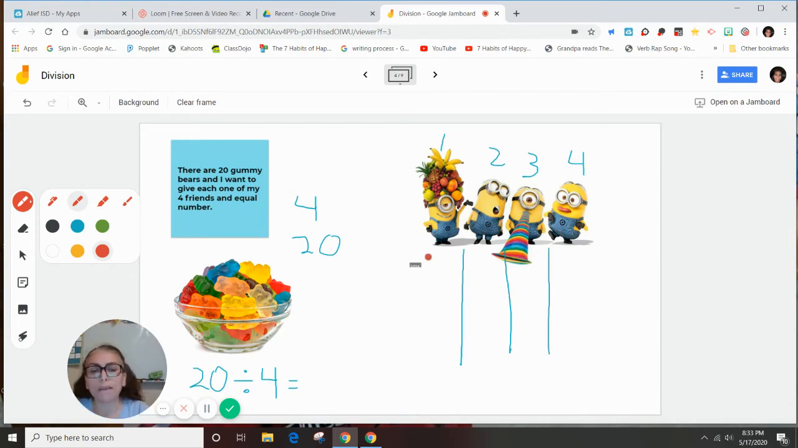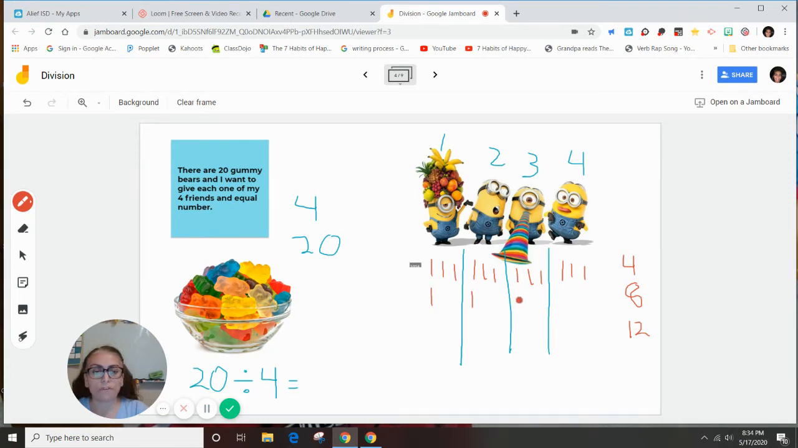So let's imagine I have my gummy bears, and I'm going to give 1, 1, 1, and 1. So I already passed out 4, right? So I have 4 right there. But I still need to pass out 20. Okay, 1, 1, 1, and 1. I pass out another 4, so I have 8 already. 1, 1, 1, and 1. Okay, 12. I still have more because I need to get to 20.